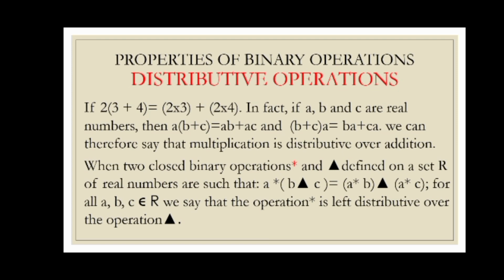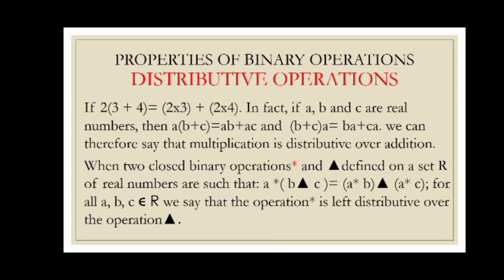So in fact, if A, B, and C are real numbers, then A multiplying B plus C is equal to AB plus AC. And B plus C into bracket multiplying A will be equal to BA plus CA. We can therefore say that multiplication is distributive over addition.